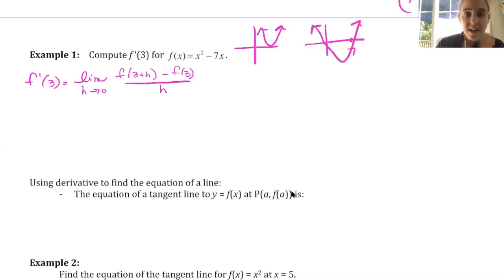I don't care how accurate it is. It's just nice to have an idea of what it looks like. It's an upward opening parabola. So what do we do with the 3 plus h and the 3? Well, you substitute them into the original function.